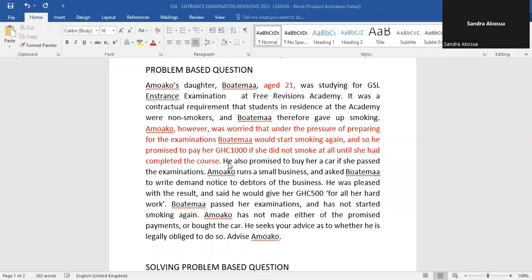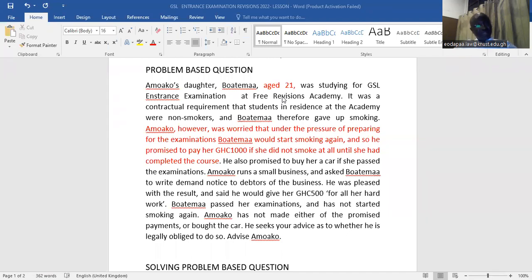He also promised to buy her a car if she passed the examination. But you see, before going on to that sentence, I hope you also remember that you've already raised an issue concerning the contractual capacity of Boatemaa, undertaking not to smoke in the contract with the academy.